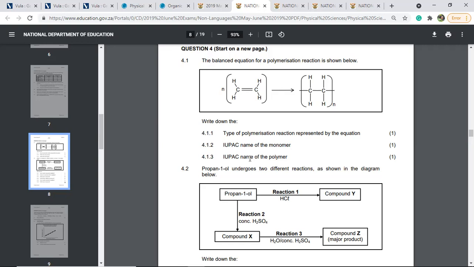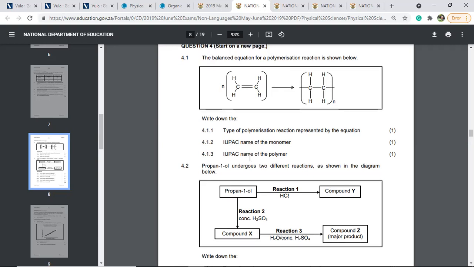is a chemical reaction where molecules form a larger molecule that repeats the structural unit. Here, our structural unit is C2H4. The C2H4 here is repeating, as you can see with the subscript n here. The type of polymerization reaction represented by the equation above is known as addition polymerization.